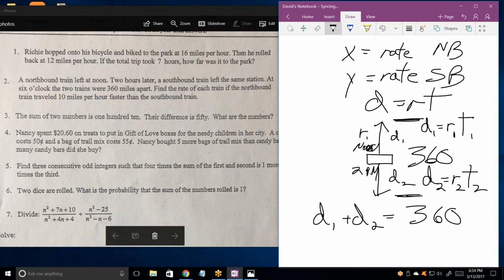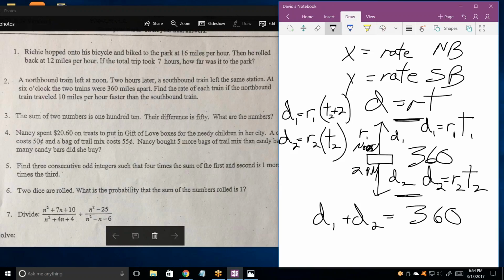Well, I know that t sub 1 is 2 hours more than t sub 2, right? So now I can say d sub 1 equals its rate times, instead of writing t sub 1, let's write t sub 2 plus 2, because it's been traveling for 2 hours longer than the other one. The bottom train, the one going southbound, the distance that it goes is equal to its rate times t sub 2.